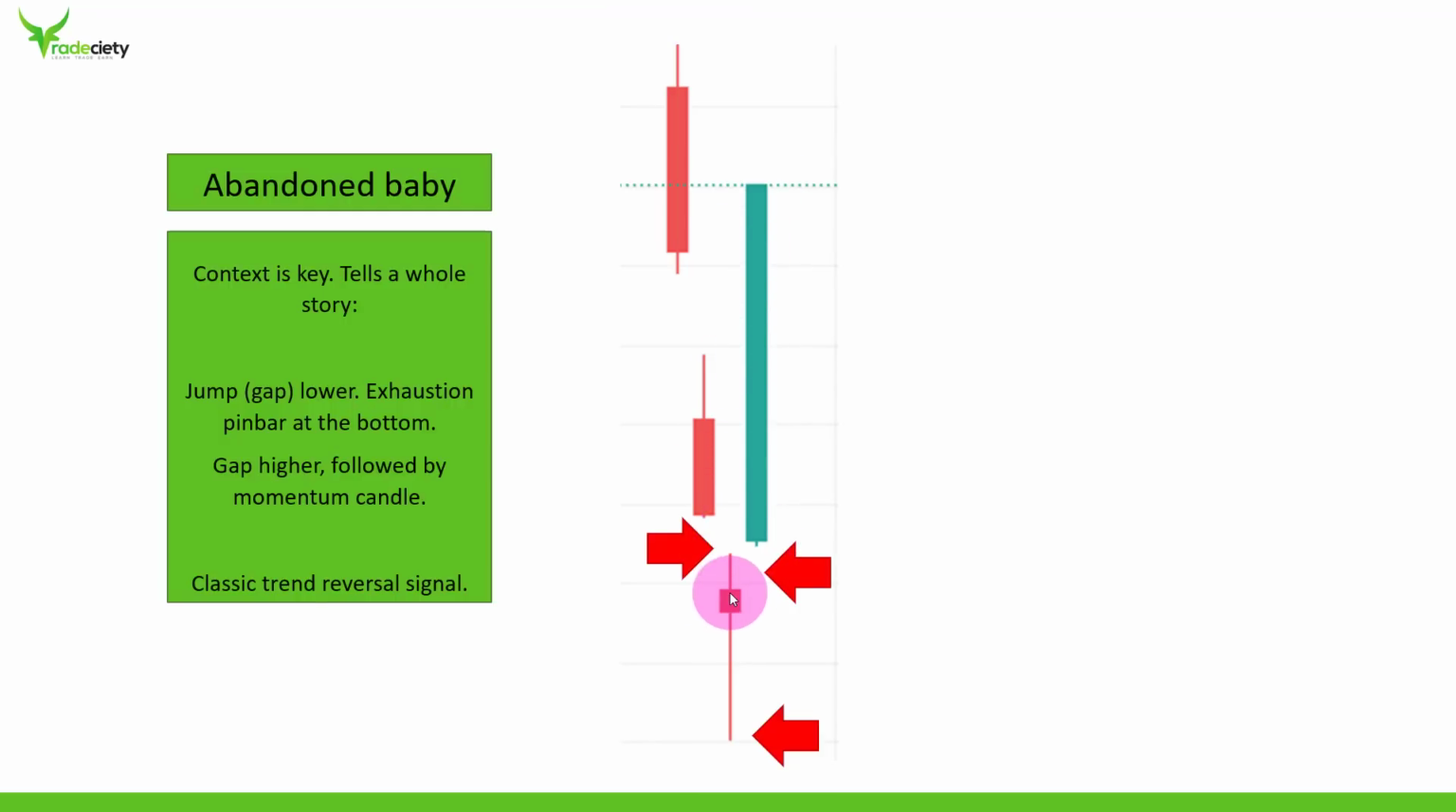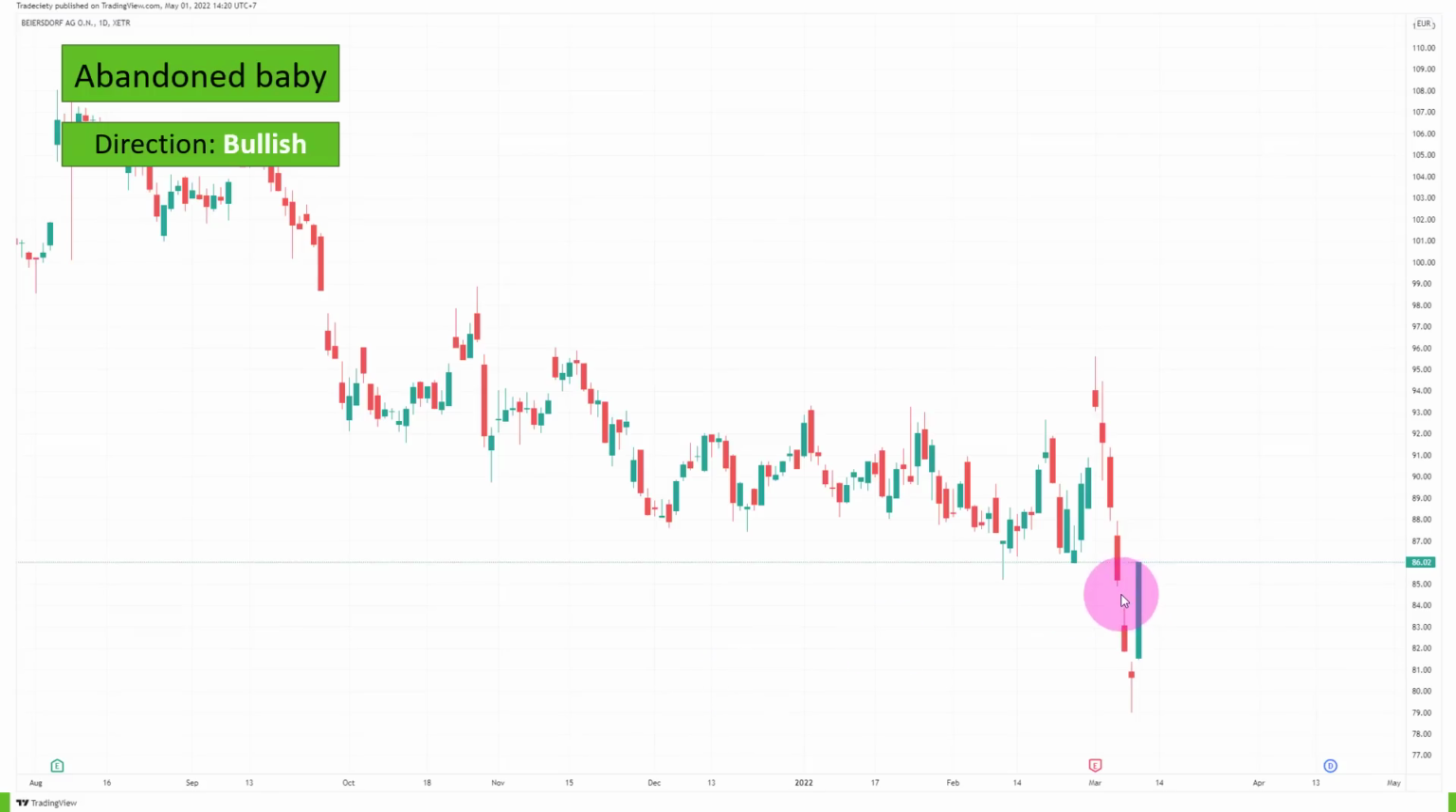So the abandoned baby is called that way because we have a gap into the downside and then into the upside. So it's really an isolated candlestick. And also it's important that we have a rejection pattern here and we have a pin bar here. Let's look at it in the bigger picture context.